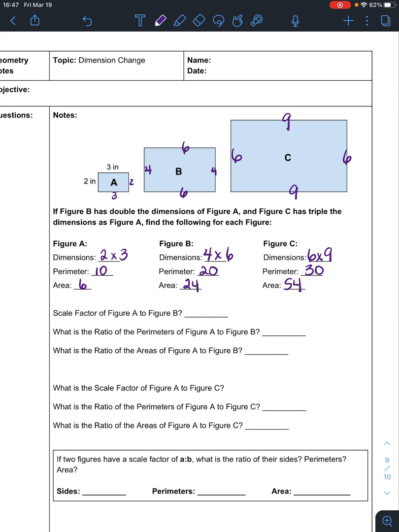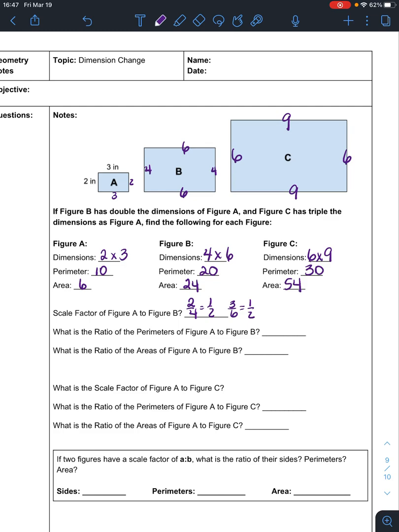So let's look at what the relationship is between those. The scale factor from figure A to figure B: if you looked at just your width to your width, from figure A to figure B, it would be 2 over 4, which is 1/2, or you could do 3 over 6, which is also 1/2. So the scale factor would be 1/2. A is half as big as B.